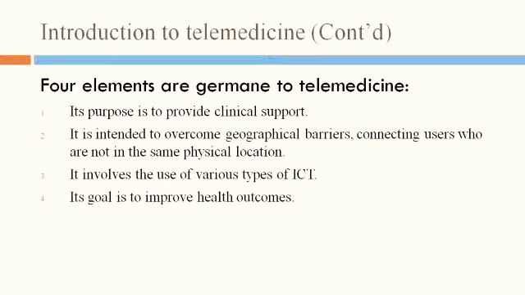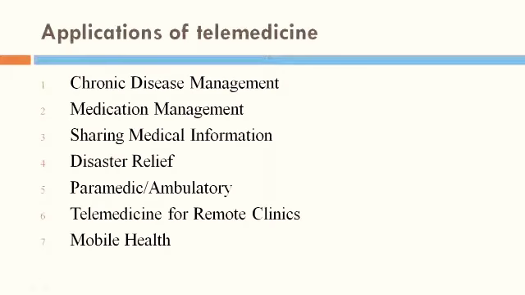The third element is that it involves the use of various types of modern tools. It means that telemedicine uses modern equipment like computers, mobile phones, etc. And the fourth element, the goal of telemedicine is to improve health outcomes. As per the World Health Organization, the ultimate goal of telemedicine is to improve the quality of clinical services and hence improve the health outcomes. These are the applicable elements of telemedicine. Now moving to the next concept.